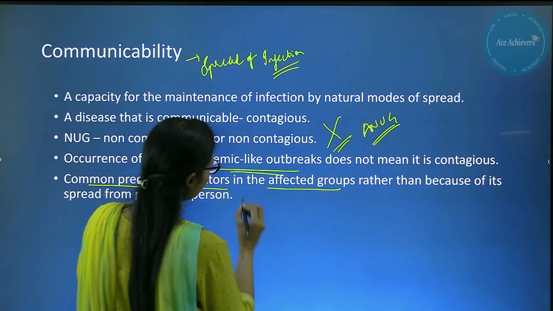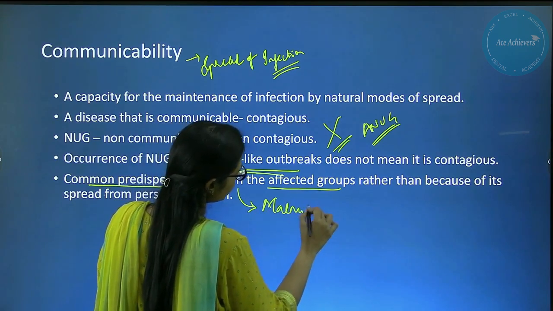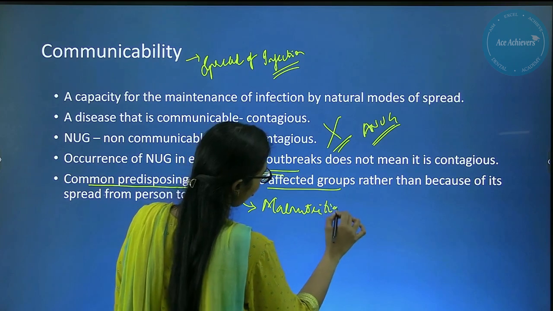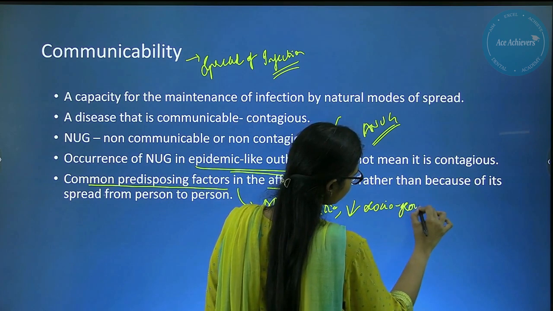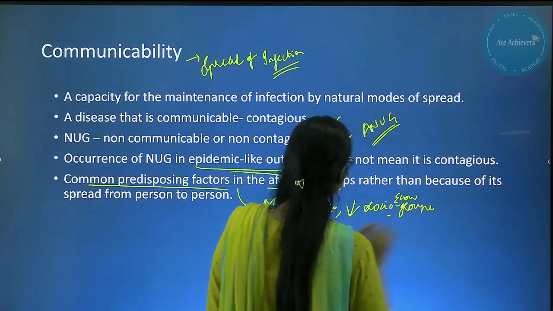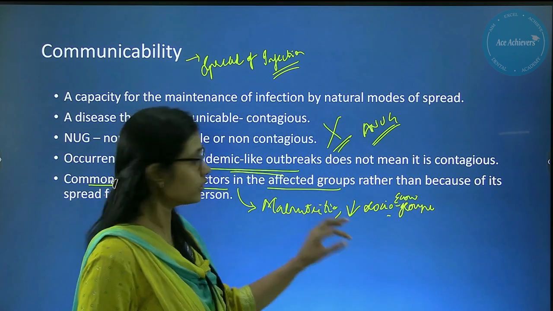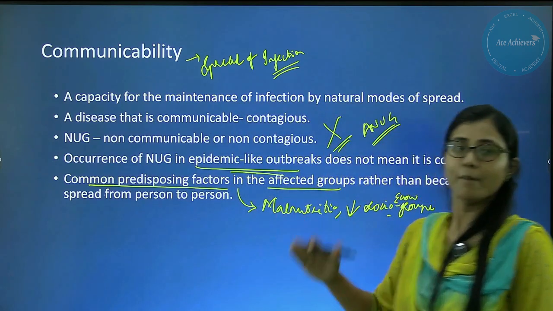In the affected groups, there are common predisposing factors, like children living in low socioeconomic groups, and children with malnutrition. So these kinds of children have an epidemic outbreak, but it is not going to be spreading from person to person.